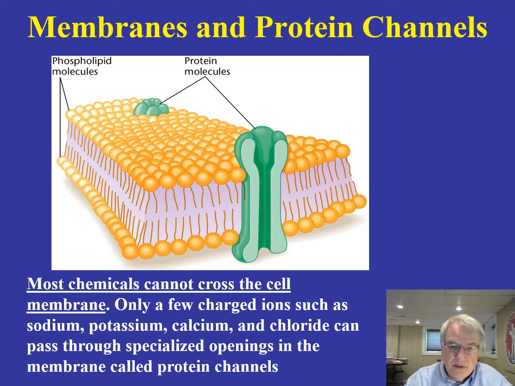This is an artist rendition of what the cell membrane looks like. These little green structures that you see here are referred to as protein channels. These channels are going to selectively open up and close and allow charged ions like sodium, potassium, calcium, and chloride to pass through them. Again, these are called protein channels, and you see these all along the cell membrane.